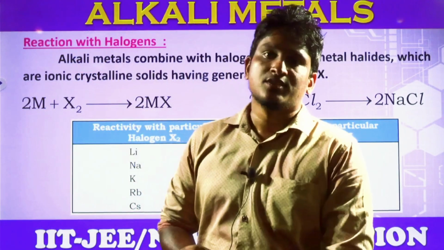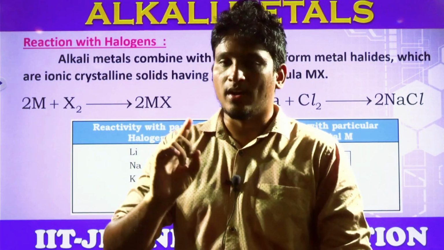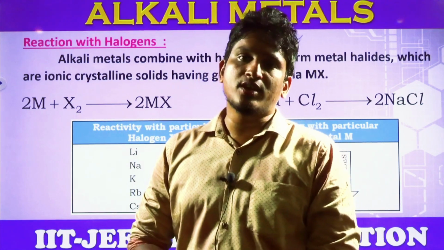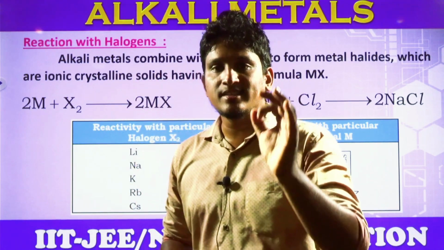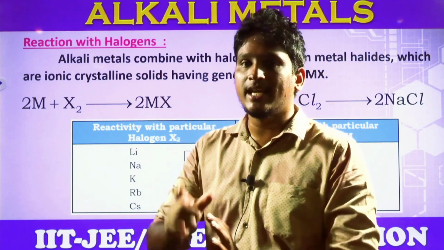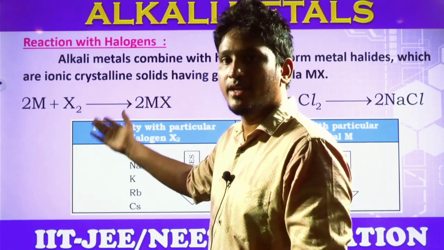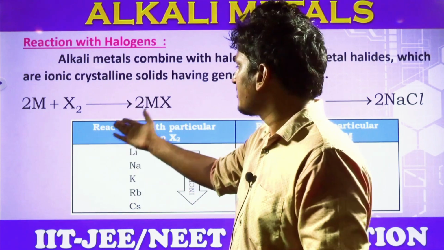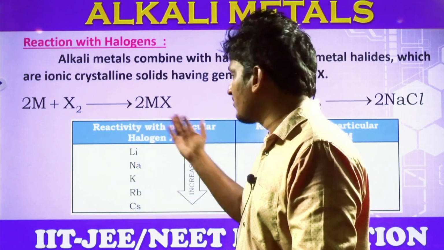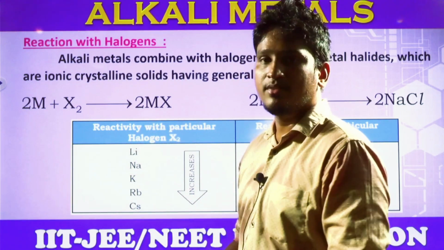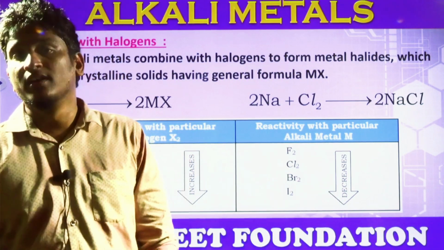Reaction with halogens. Students, the alkali metals' valency is 1. Halogens' valency is also 1. So what is the ratio? What is the formula? In what ratio can we expect the combination? 1:1 ratio, yes or no? That means when the metals react with halogens, they combine in 1:1 ratio. So metal plus X2, like F2, Cl2, Br2, I2, all the halogens. So what can we expect? NaCl, LiCl, KCl, NaBr, KI, potassium hydride. So 1:1 ratio combination.